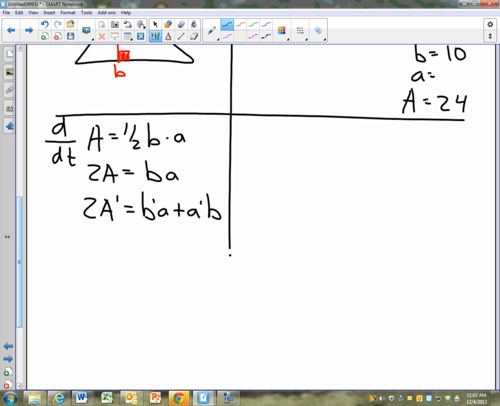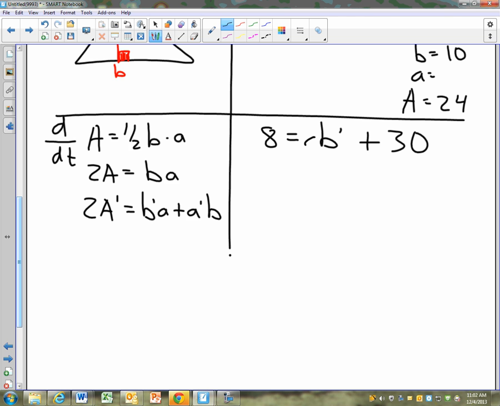So we will have to find A. Let's put this over there. What's 2 times area prime? 8. Do we know B prime? No, we're trying to solve for that. Times A. Do we know the current A value? No. Plus, do we know A prime? Do we know B? So we got 30.